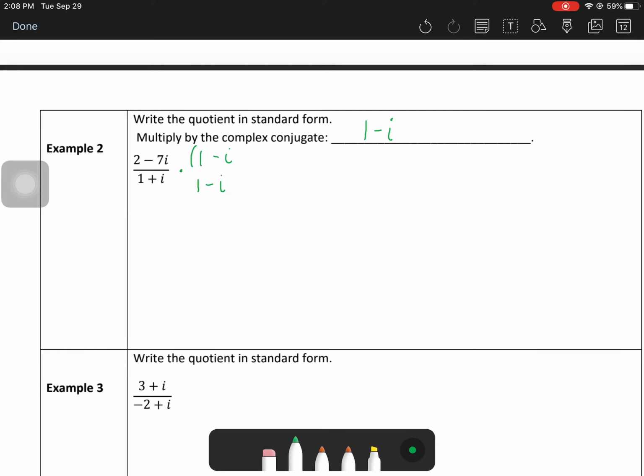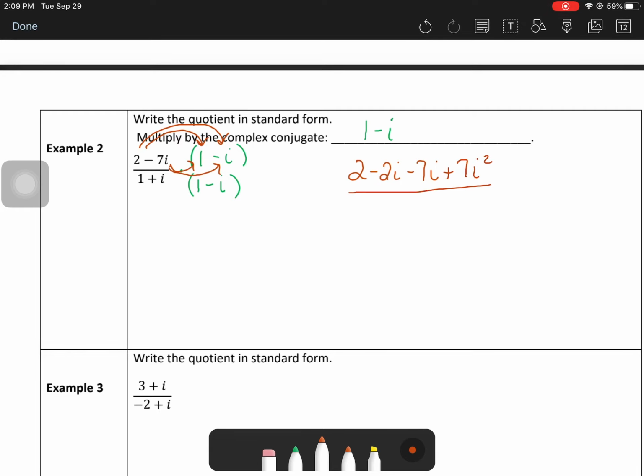And when we do that, that will help us to get rid of the imaginary number in the denominator. It does not change our number, but simply changes its form. So we'll multiply the top. 2 times 1 is 2. 2 times negative i is negative 2i. Negative 7i times 1 is negative 7i. And negative 7i times negative i is positive 7i squared.